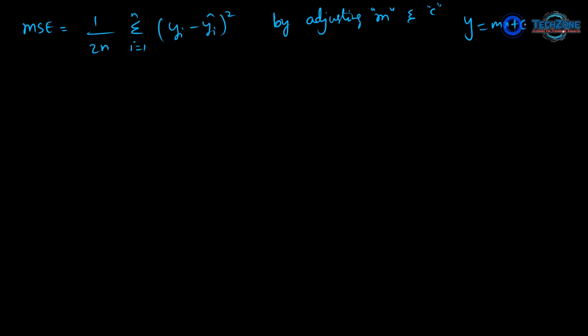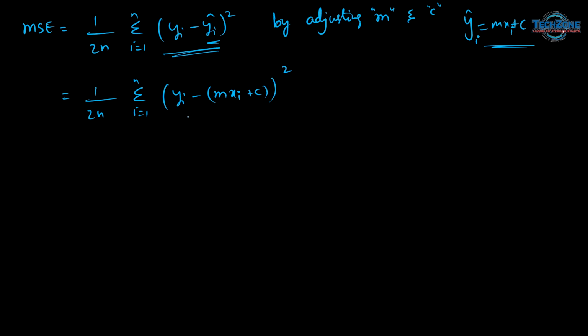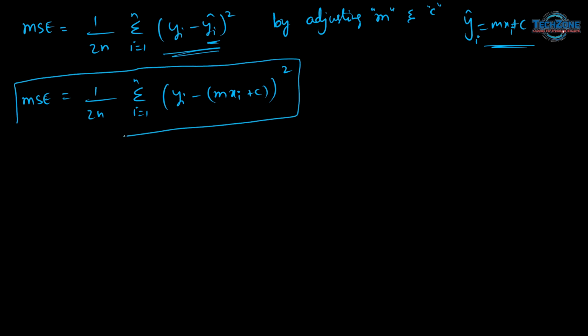y is equal to mx plus c, right? This part. But you must be wondering, we don't have m and c here. If you observe carefully, there is m and there is c here. See, this is the predicted value, right? So in place of this y hat, we can write mxi plus c. So it is 1 by 2n sigma i is equal to 1 to n, yi minus, in place of y hat, we are going to substitute this value mxi plus c. Don't forget the square. So this is our cost function or mean squared error.